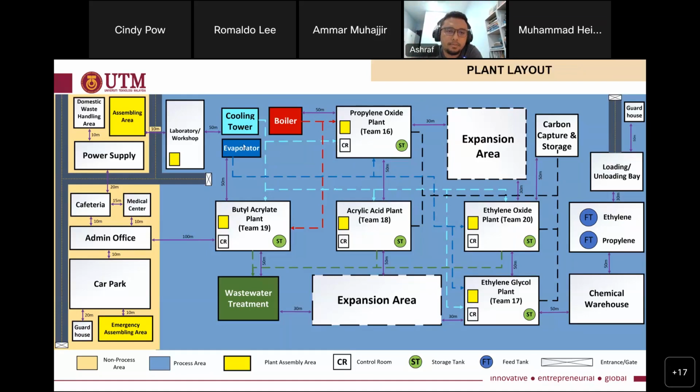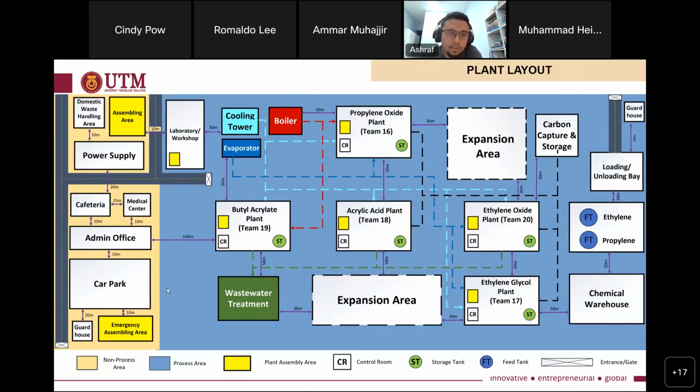Okay, for the second comment, the laboratory and workshop. Right now it's combined into one unit. If we break it down into two, the lab is here and the workshop is down here. Is it okay? Yes, it's okay.